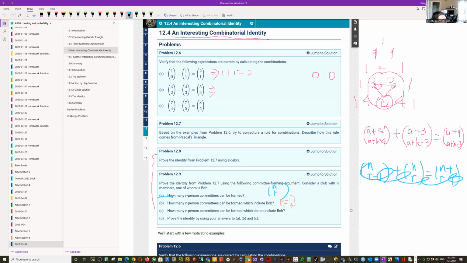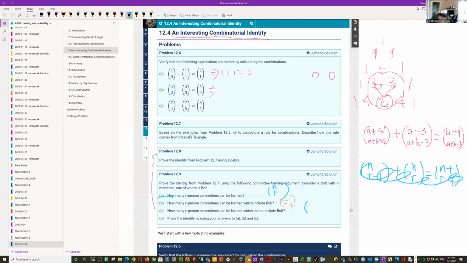Blair, would you try to read and solve problem C? Okay. C. How many r-person committees can be formed which do not include Bob? Without Bob, we have n minus 1 remaining club members. So that's n minus 1 choose r. Yes, exactly.